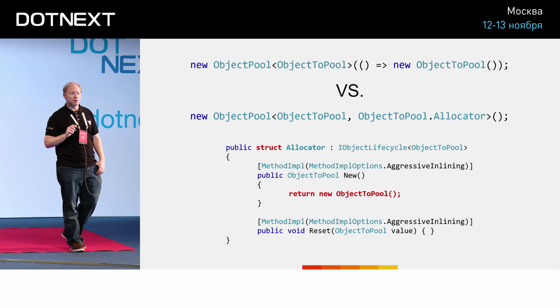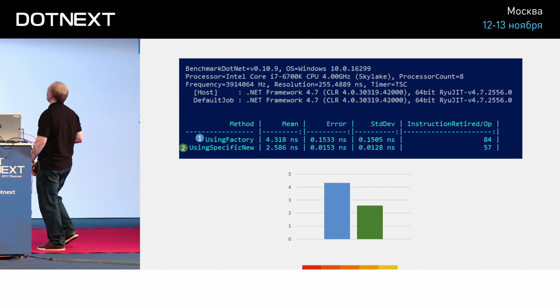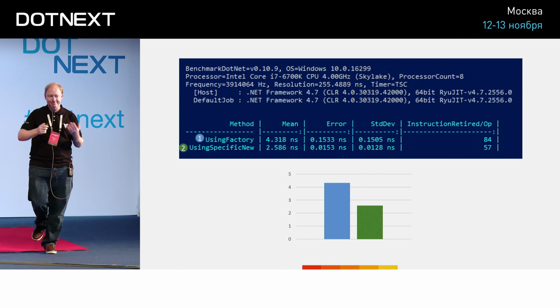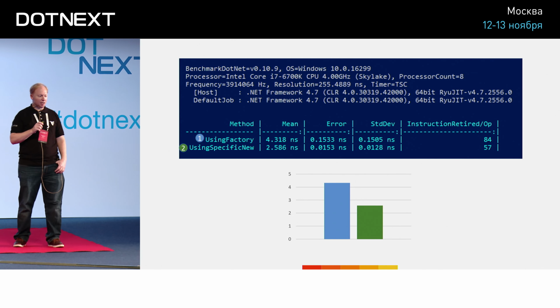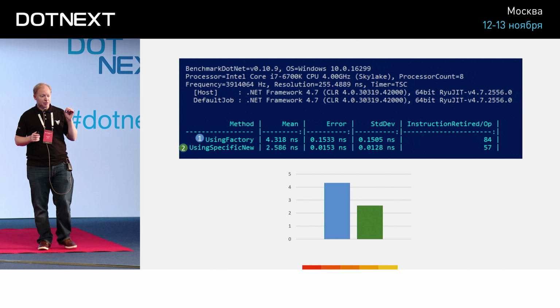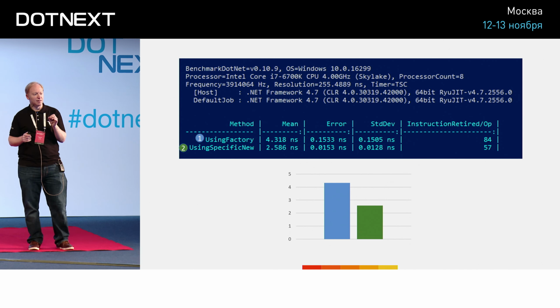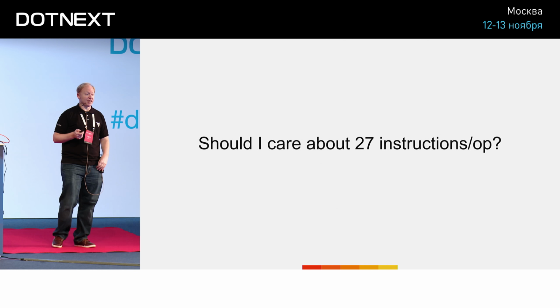How do you think this fight is going to be? Even or uneven? I kind of gave it up. Come on, guys. This fight is uneven. Using a factory is roughly 1.7 times slower than actually using new. We are talking about, and think about this, 84 instructions against 57, which is actual assembler, right? But the question is, should I care about these 27 instructions per operation?